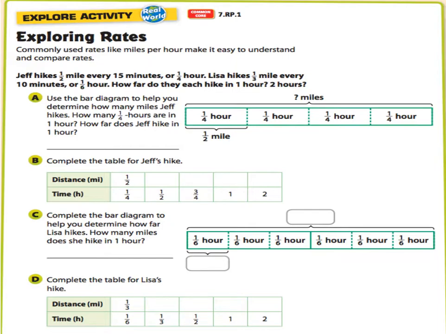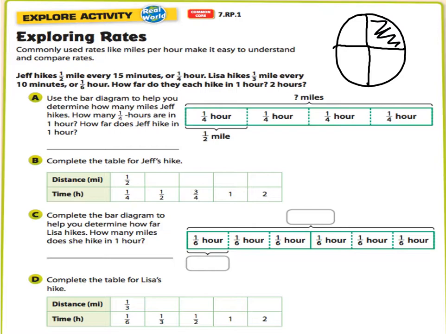All right, so we're going to take a look at this using pictures, because sometimes when we can visualize it, it starts to make more sense. So if Jeff hikes half a mile every 15 minutes or 1/4 of an hour, because remember, if you take a look at a clock, here's 15 minutes, here's another 15, another 15, and another 15, so that's 1/4 of an hour, okay? And Lisa hikes 1/3 mile every 10 minutes or every 1/6 of an hour. How far do they each hike in 1 hour? And how far do they each hike in 2 hours?